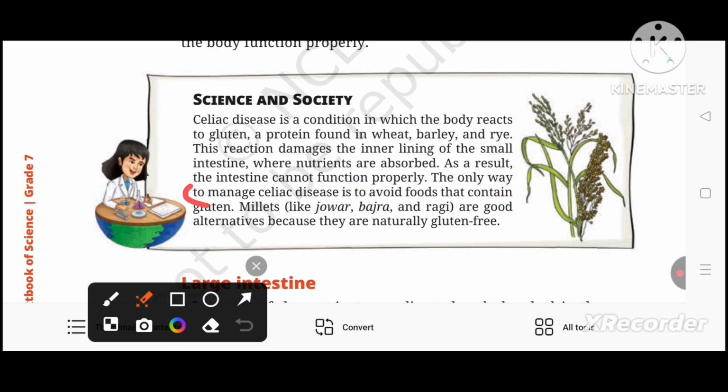The only way to manage celiac disease is to avoid food that contains gluten. Millets like jowar, bajra, and ragi are a good alternative because they are naturally gluten free.